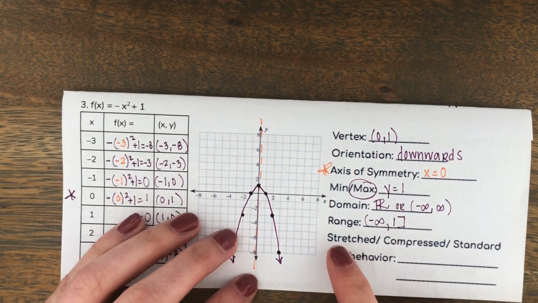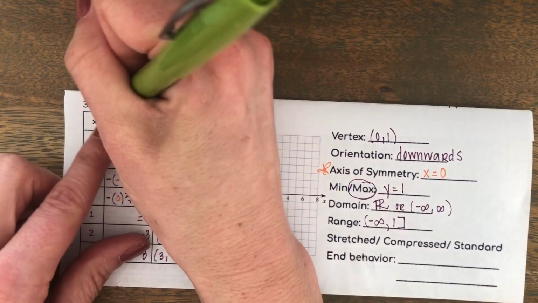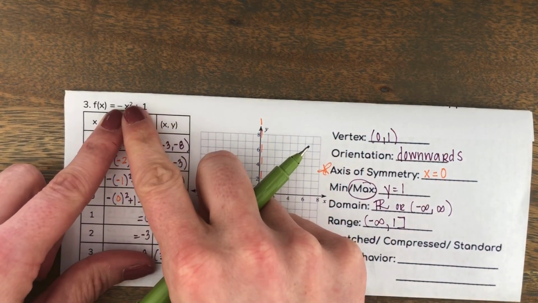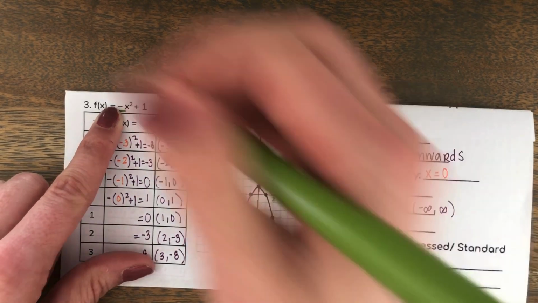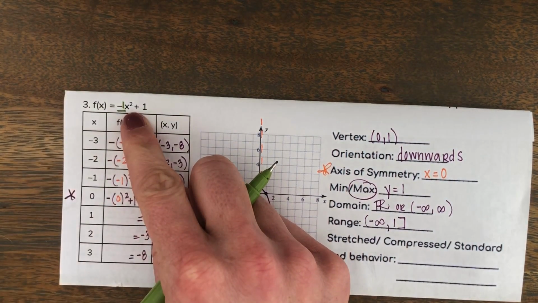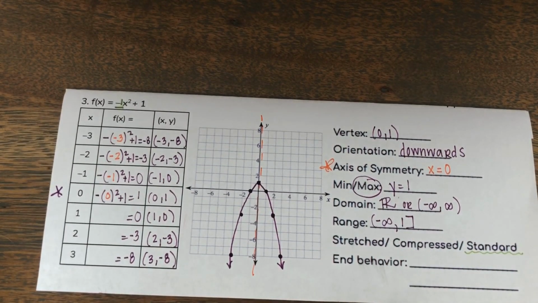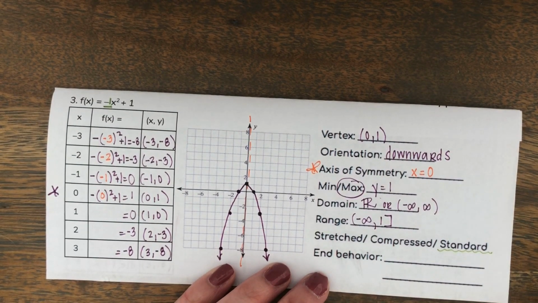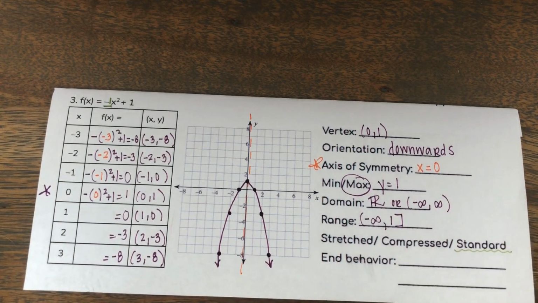Then the shape of it, is it stretched, compressed, or standard? So that's when you want to look right here. The negative, a lot of people get confused. They're like, oh, it's compressed because it's -1. The negative just tells us it's facing downwards. But really, there's a 1 right here. So since it's just a 1, don't worry about the negative. That means it's standard. So the sign of the number doesn't matter. It could be -25. That's going to be stretched because it's bigger than 1. The negative would just make it go down.